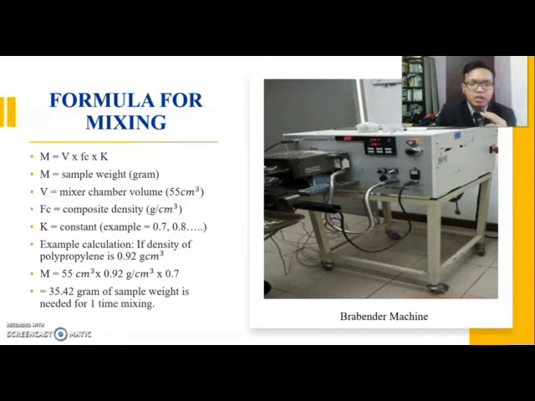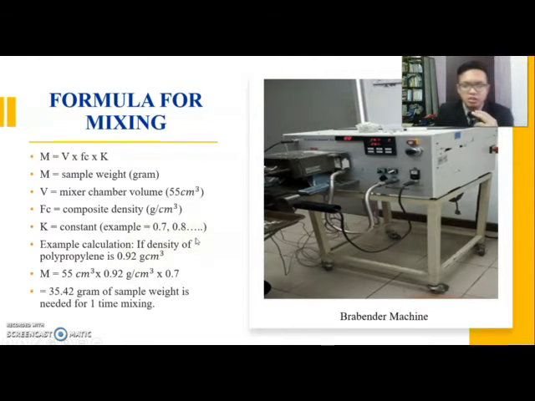So we study a little bit about the formula of mixing. The formula is M equals V times Fc times K. M is the sample weight. V is the mixer chamber volume, which is around 55 cm3, as given. Fc is the composite density, in g per cm3, the density of the product or the mixing. Lastly, K is a constant that has been given, for example 0.7 or 0.8.